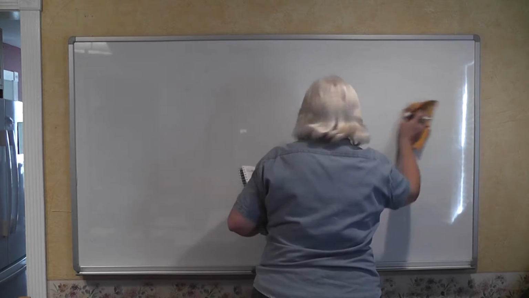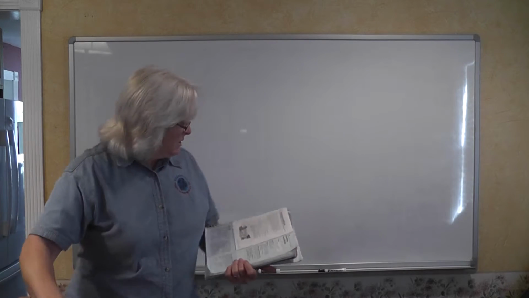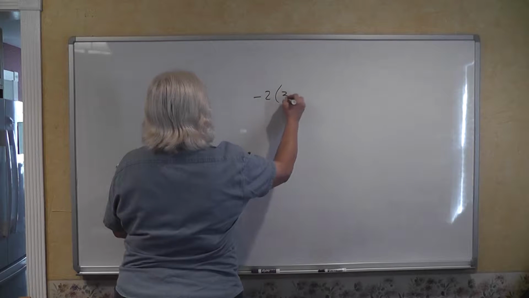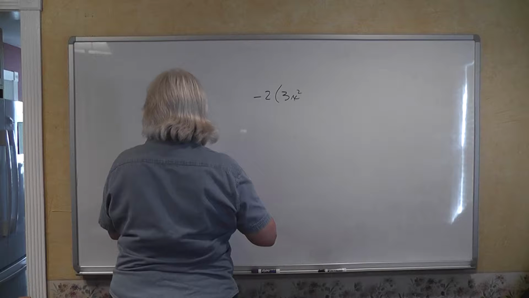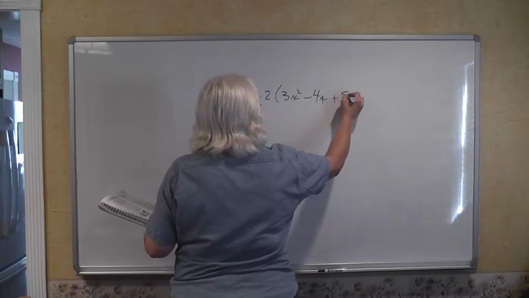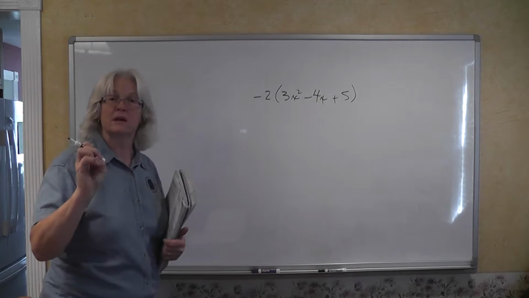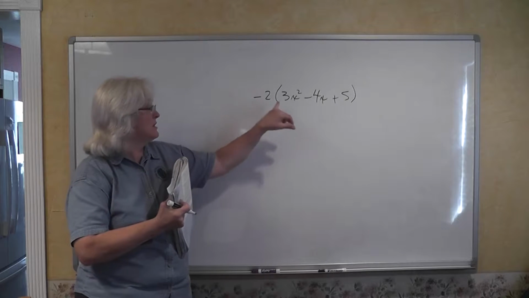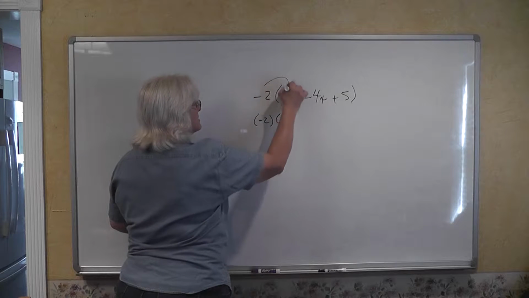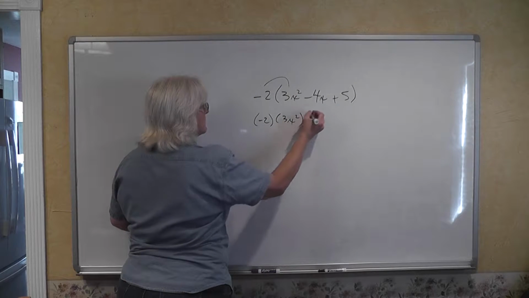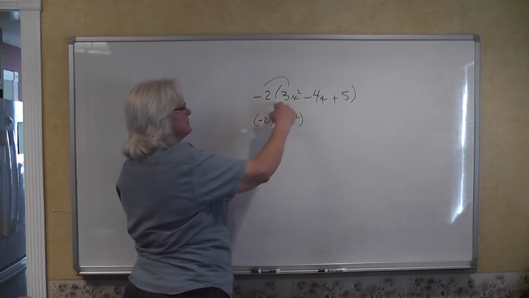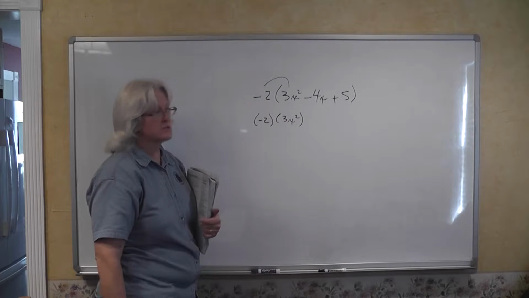So a negative number here would be example 2 on page 103. Negative 2 times the quantity 3x squared minus 4x plus 5. Remember, we said with terms with factors in algebra, the sign in front travels along with the number. So we're going to have negative 2 times 3x squared. Now, we actually have here negative 2 times a negative 4x.